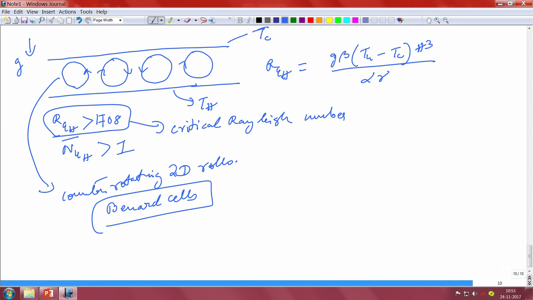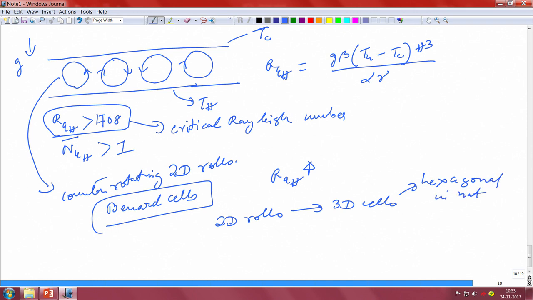Okay. So, the cellular flow becomes more and more complicated as you go on increasing the Rayleigh number. In fact, if you search on the web, you will find that you get spectacular patterns that actually form as you go on increasing the Rayleigh number. Okay. So, the 2D rolls first start to break up into 3D cells, which are hexagonal in nature.